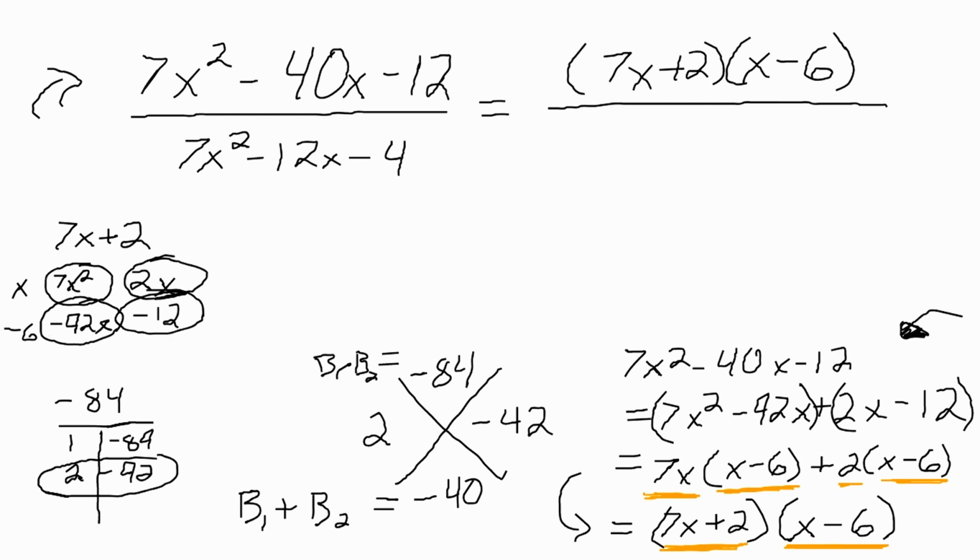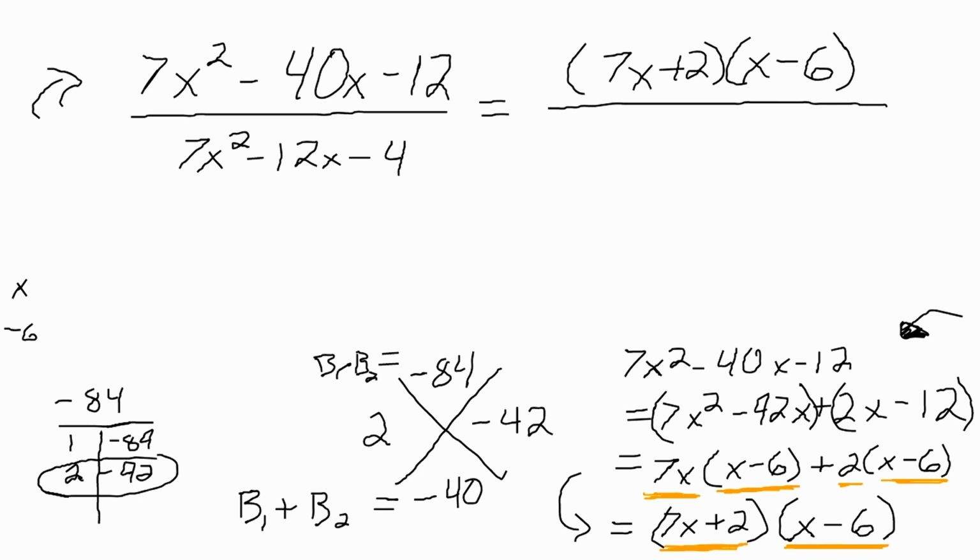So do 7 times -4. Okay, 7x times -4 would get you -28. Okay, so if we're going to organize this in our cross here, on the top we've got -28, which is what we need to multiply up to. We need to add to what? -12. What would that be?